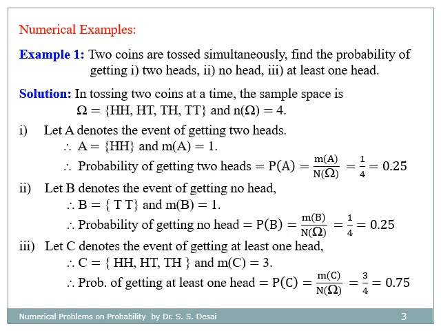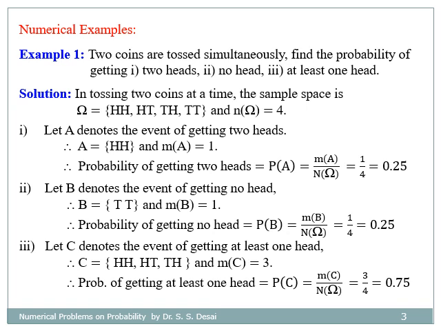Now let us see the events. Let A denote the event of getting two heads. There is only one outcome having two heads at a time. Therefore, the number of favorable cases for A equals 1. By the definition, the probability of getting two heads is equal to the number of favorable cases divided by the number of possible cases, equal to 1 divided by 4, that is 0.25.